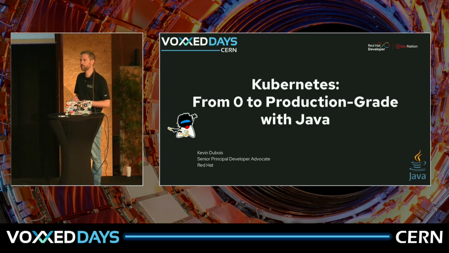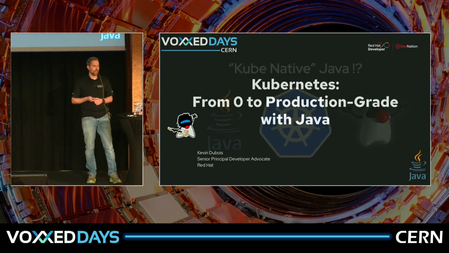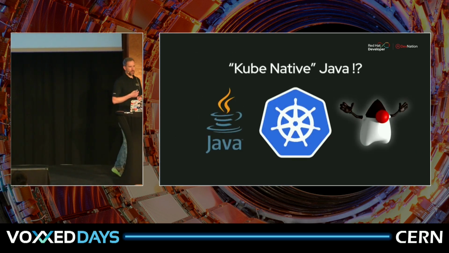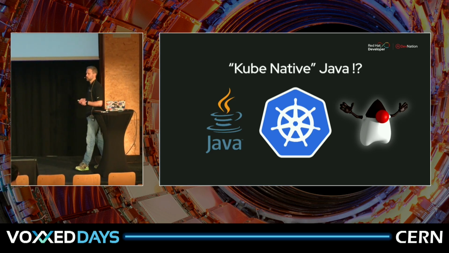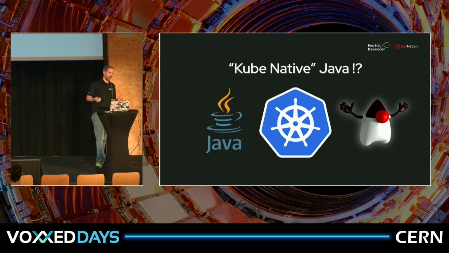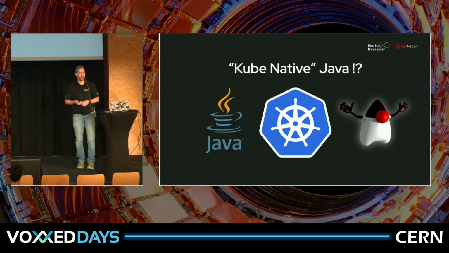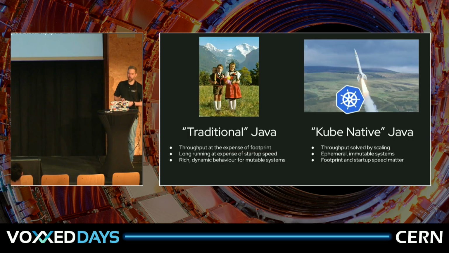So, Kubernetes for Java, right? Some of you might have heard of this term, Kube Native Java. And what does that really mean? Because at the end of the day, they say you can deploy anything to Kubernetes. While that's kind of true, deploying classic Java applications to Kubernetes is not so easy, and you might run into some issues. But let's look at what Kube Native Java is.